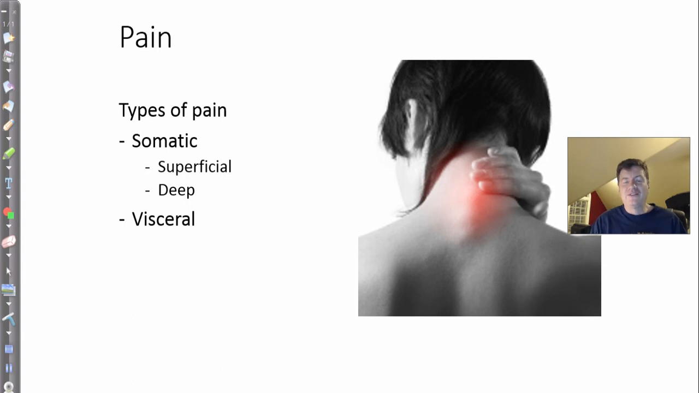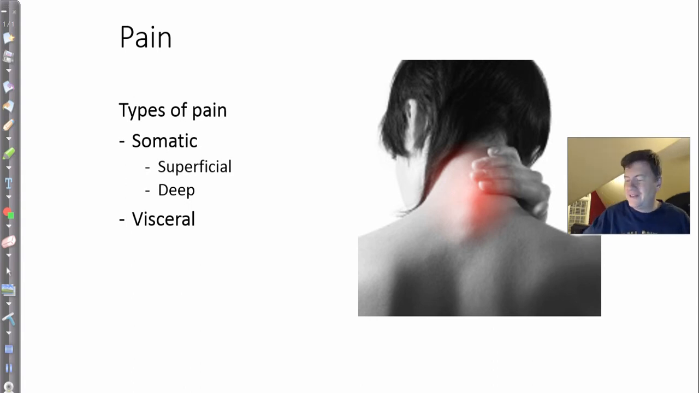Deep pain is pain that we can describe more as a slower, aching pain. If you have some achy muscles, for example, the pain is not going to be as immediate. It's not going to be as sharp. It's going to be more diffuse. You're like, my arm hurts. You don't go, my arm hurts right there. You may say, my arm hurts in here. So that's going to be a different kind of pain than superficial somatic pain.